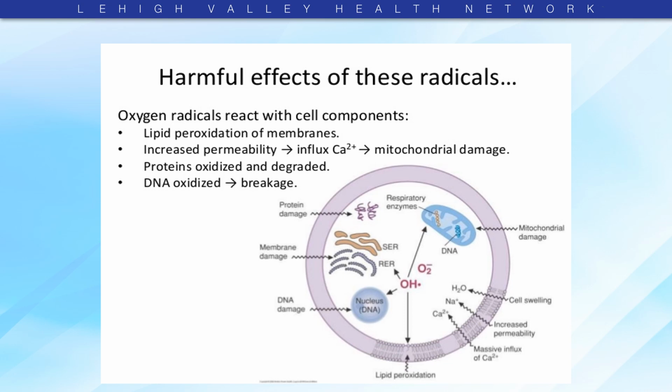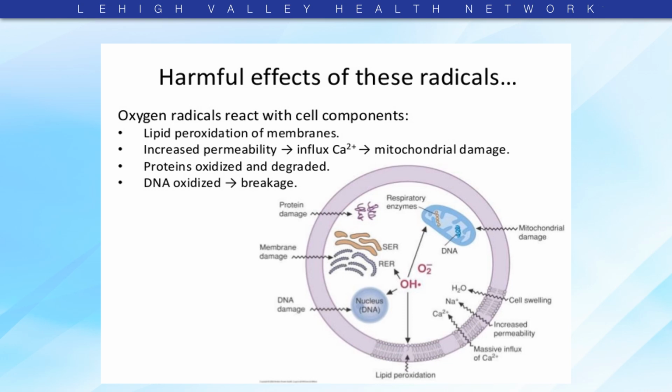Now, we do know that oxygen does cause oxygen radicals, free radicals, that can react with cell components. It can cause lipid peroxidation of the membranes, it increases permeability, it can cause calcium to go into the mitochondria, which is the powerhouse of the cell, and cause damage. Proteins are oxidized and degranulated, and DNA can be oxidized and broken. So there's a whole plethora of problems that occur at the cell level.